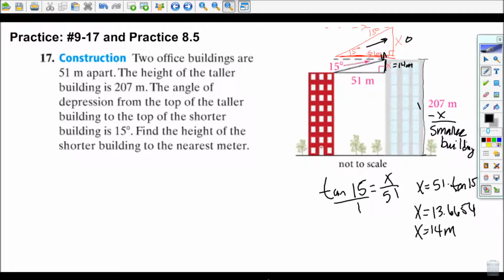We're not done here because it's asking for the height of the shorter building. So if we know the bigger building is 207, the little gap in between the shorter and the tallest is 14 meters. So we take the 207 and subtract the 14. Sorry, my pen is being goofy. So 207 minus the 14, so 193 meters.